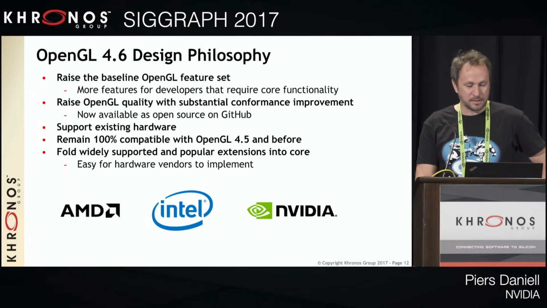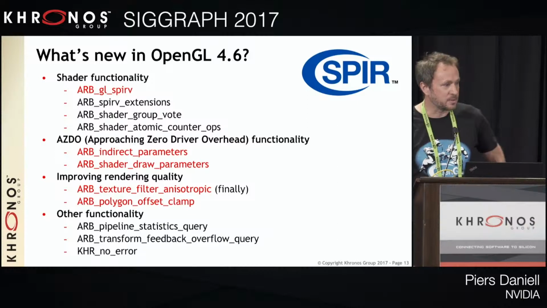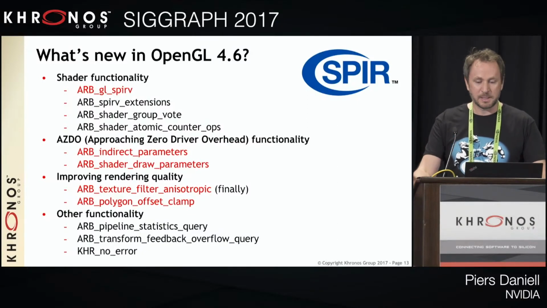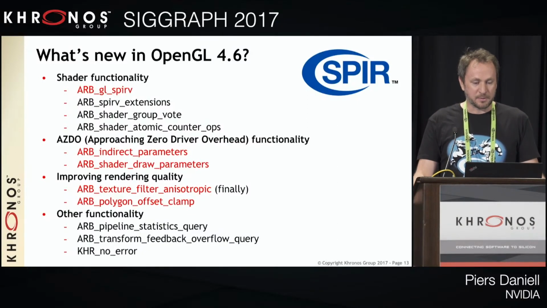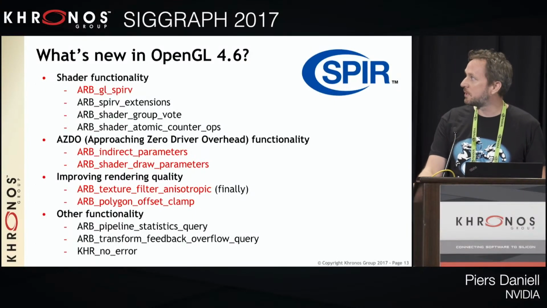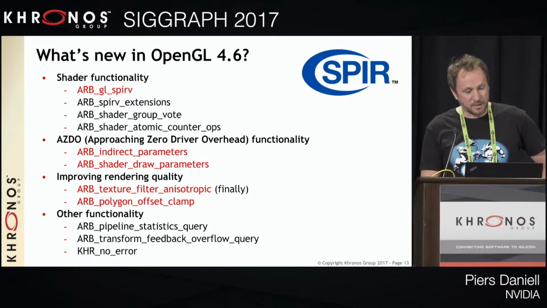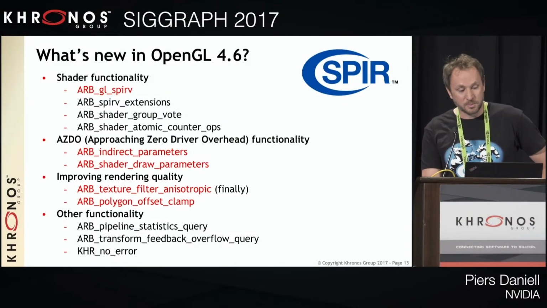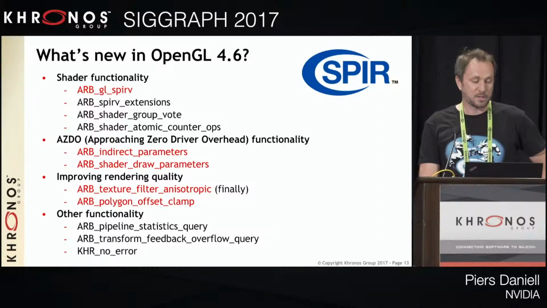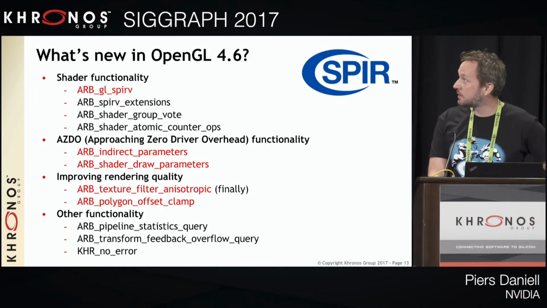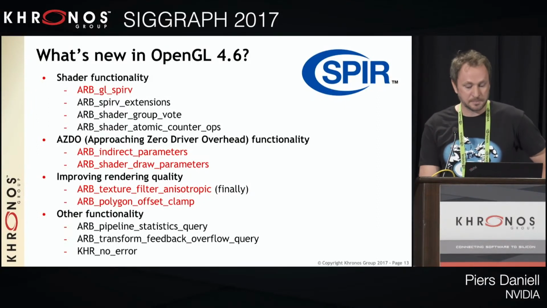And AMD, Intel, and NVIDIA, at least, maybe more, implement all the functionality that went into 4.6 in one form or another. Just packaging up is yet to come. So what's new in 4.6? The banner child, the big poster item for 4.6, is native SPIR-V support, and I'll go into a little bit more detail about that. We've also added some stuff to improve rendering quality and performance, added some concepts from the approaching zero driver overhead movement that Khronos had a few years ago.